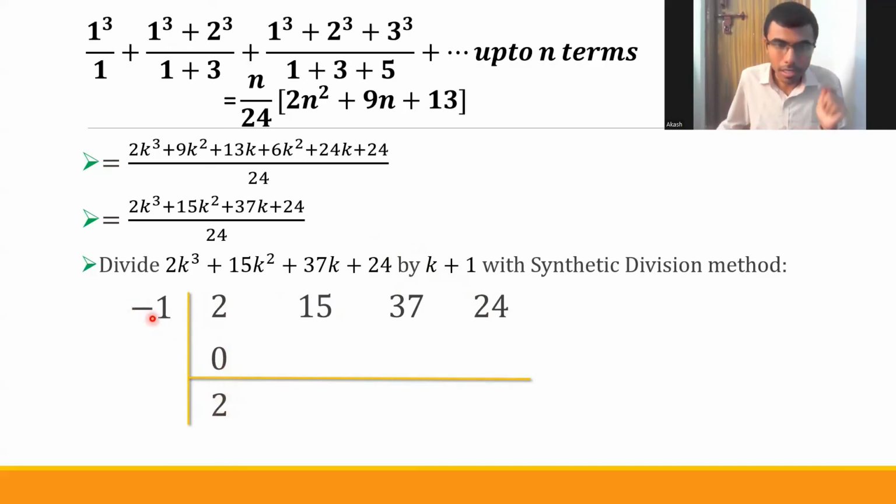What is 2 into minus 1? Minus 2. Put it here under 15. What is 15 plus minus 2? I mean basically 15 minus 2? 13. Now again multiply. What is 13 into minus 1?